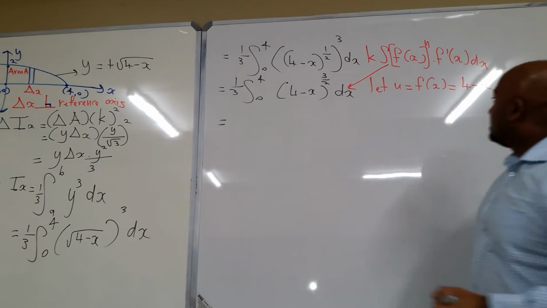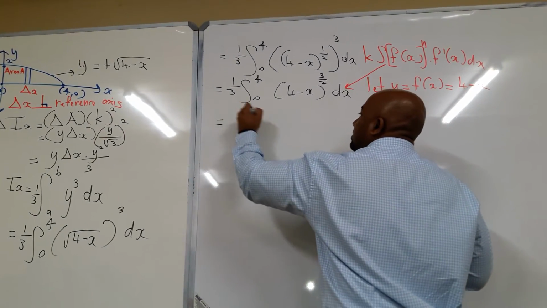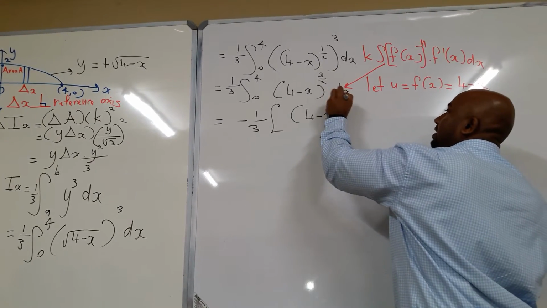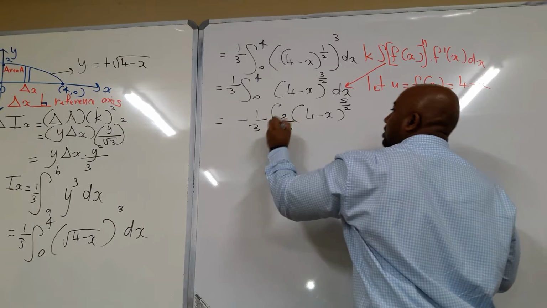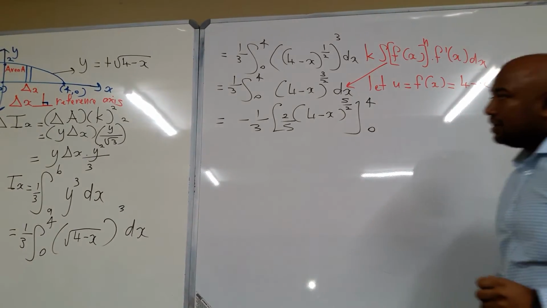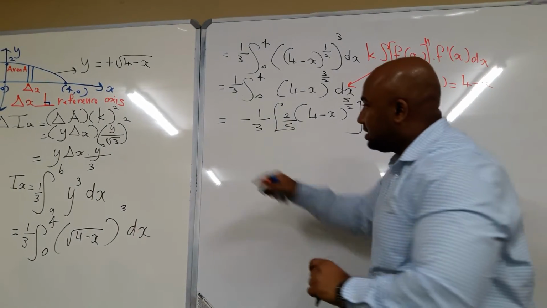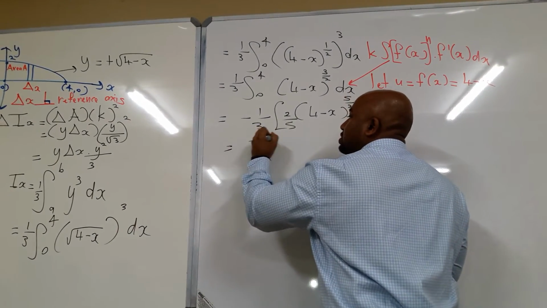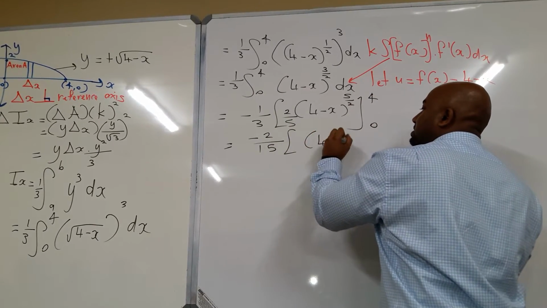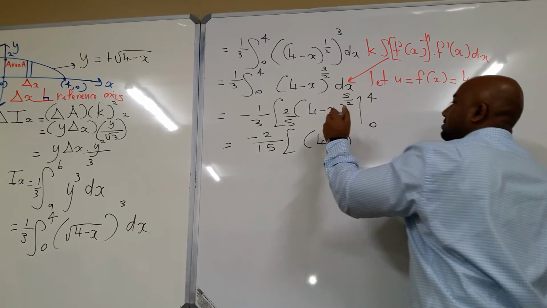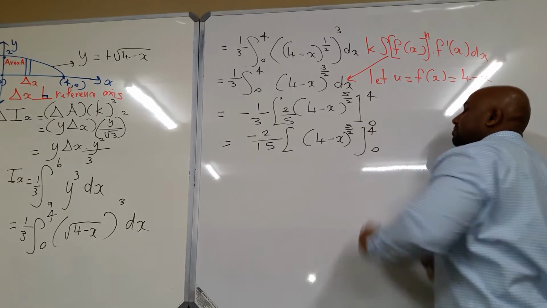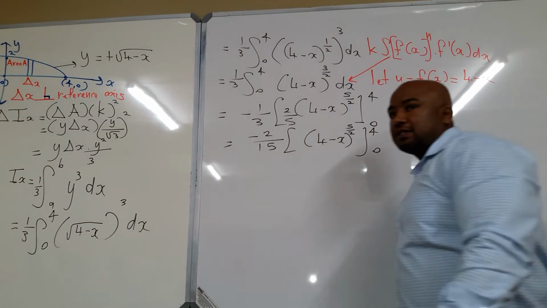Okay, so here what is going to happen, you're going to end up with minus 1 over 3, and that will be 4 minus x, 3 over 2, that will be 5 over 2, 2 over 5. That's 4 and 0. I'm going to simplify this here. I'm going to take this out, so that will be minus 2 over 15. And then we have 4 minus x to the power 5 over 2. Right, so that was our integration.